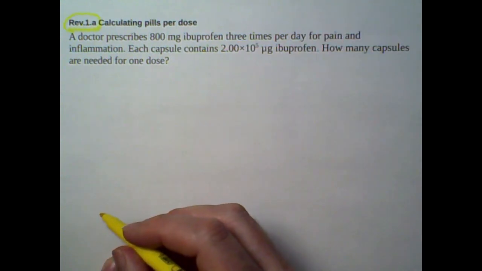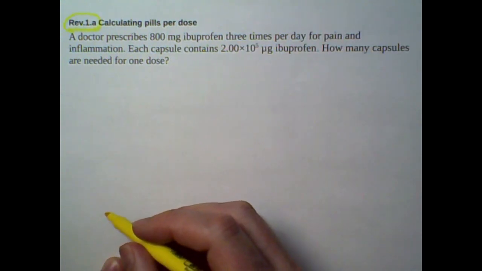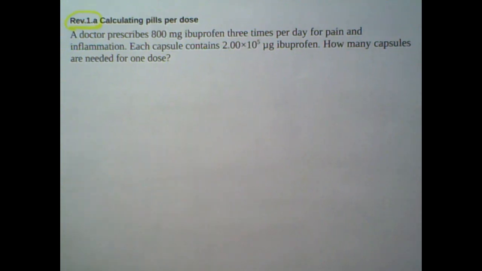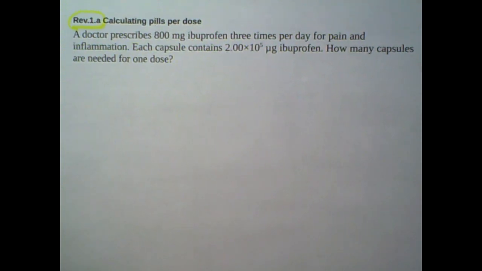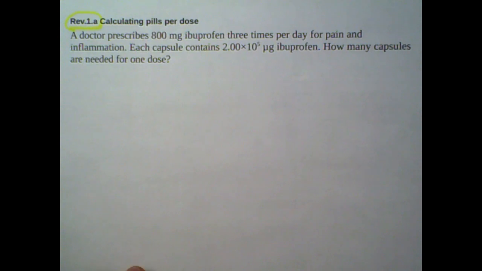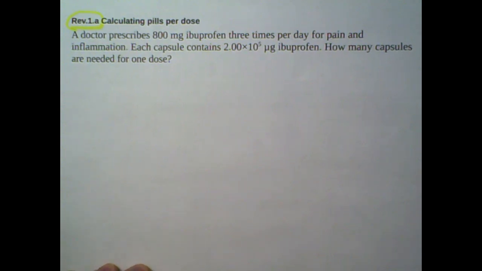A doctor prescribes 800 milligrams ibuprofen 3 times per day for pain and inflammation. Each capsule contains 2.00 times 10 to the 5th micrograms ibuprofen. How many capsules are needed for one dose?